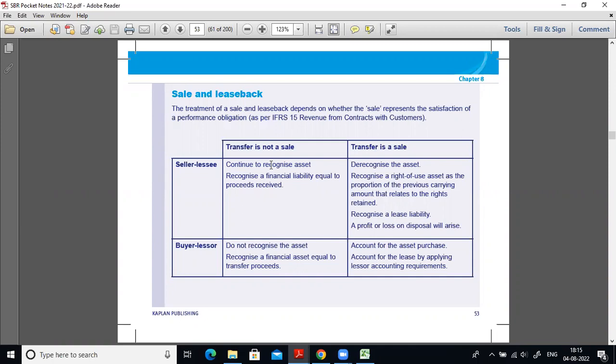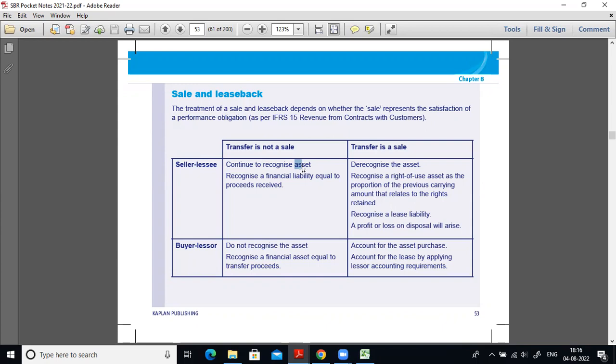You cannot de-recognize the asset because there is no transfer of risk and reward or the control on that particular asset. If there is no transfer of risk and reward and control on the asset to the other party, then definitely you need to continue to recognize it as an asset. And the proceeds which you receive from the purchaser should be recognized as a financial liability. Now this is applicable only when we are assuming that the transfer is not a sale.